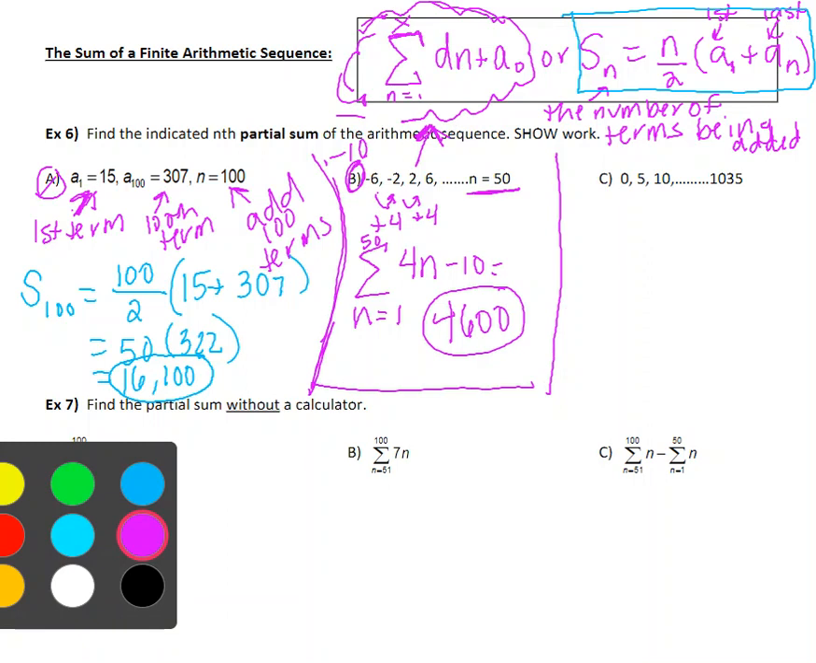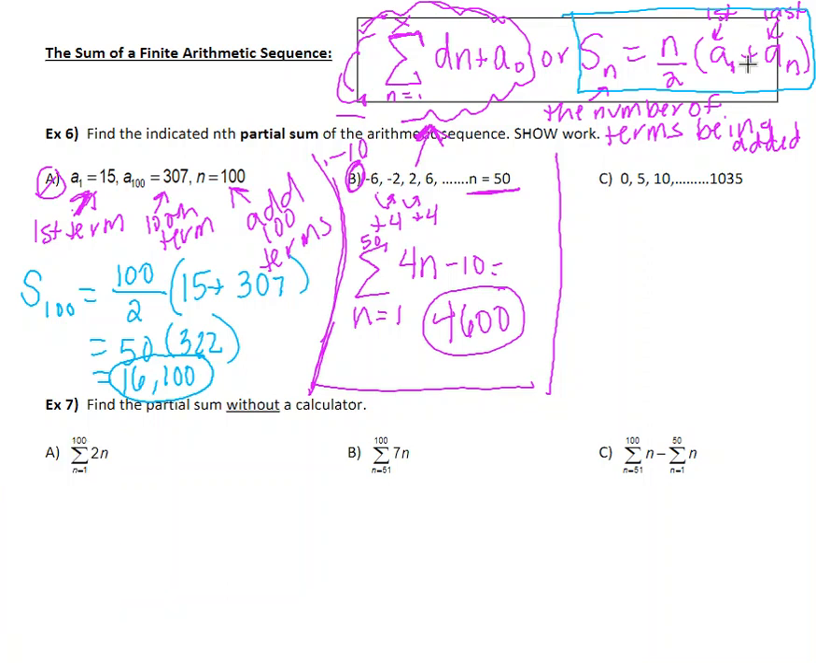So number 3, I'm looking at the problem, and I see that they basically give me the sequence. They give me the first 3 terms, and then they give me the last term. The only thing that they don't give me is how many terms am I adding together. And so that's something I need to figure out.